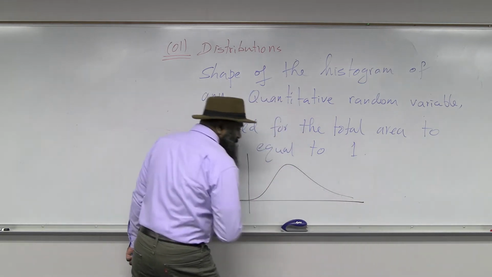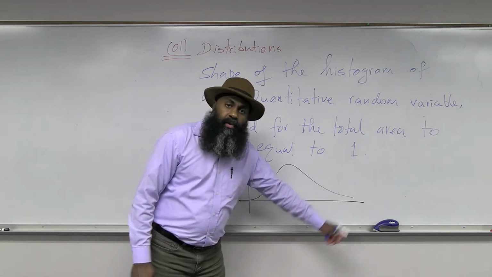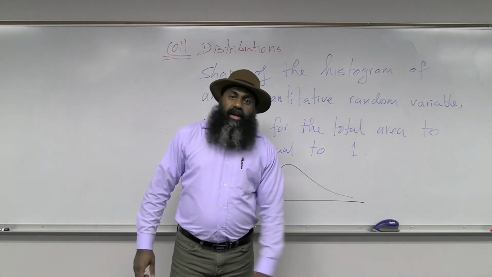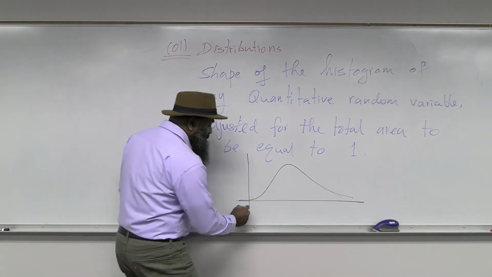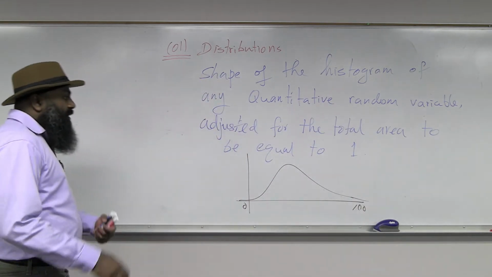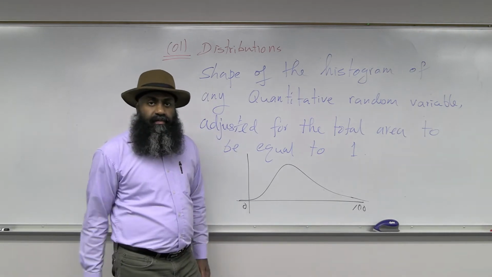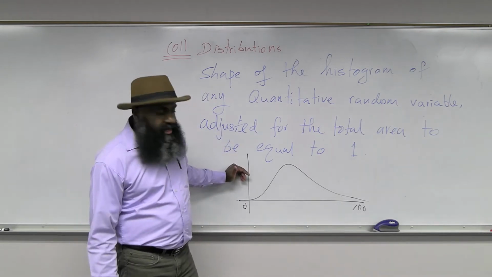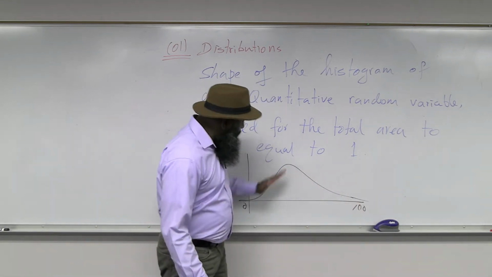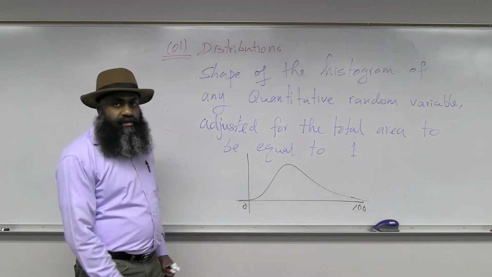If the total area is equal to 1 in your histogram, let's say this is my histogram. I have class intervals on the x-axis and frequency on the y-axis. So this is my histogram for some quantitative random variable. Let's say this is for temperature, so it may be from 0 to 100 degrees. Now I need this histogram to have a total area of 1 unit. Well, I can divide by the total frequency and make sure that the total area under this curve is equal to 1. I can do some adjustment for that.